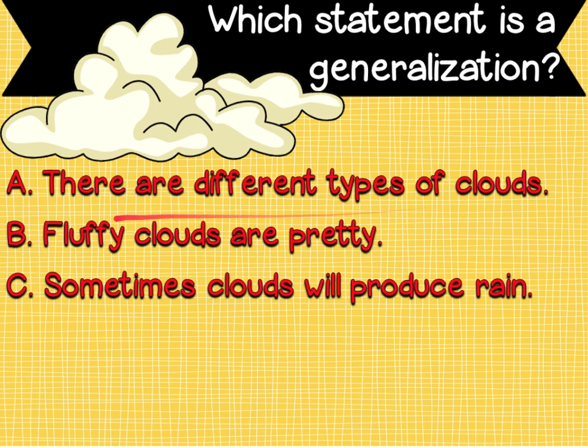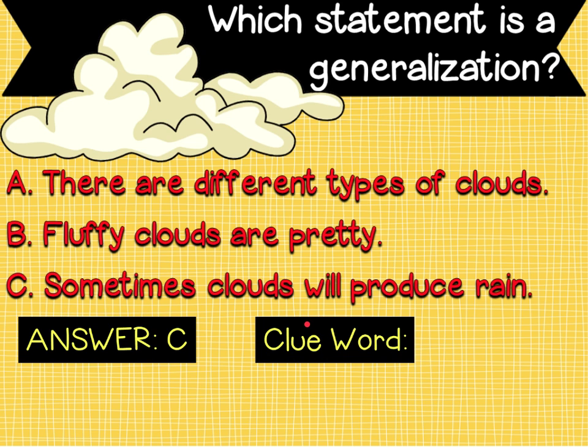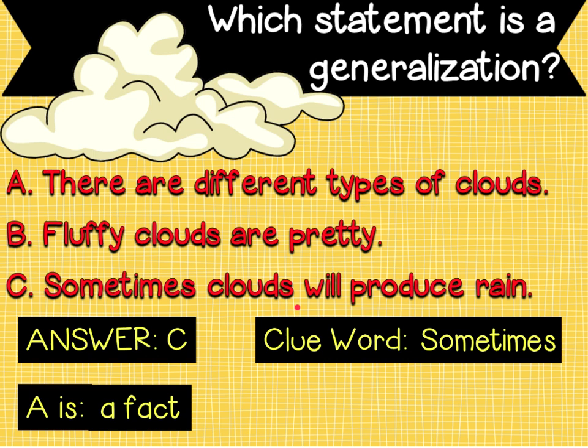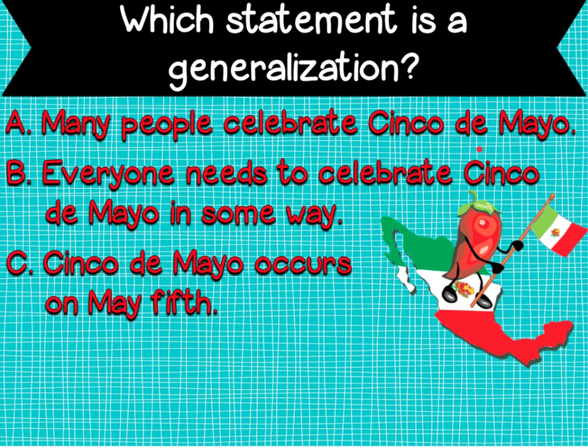There are different types of clouds. The fluffy clouds are pretty. Or sometimes clouds will produce rain. The correct answer is C, because they will sometimes produce rain. Now, all clouds are going to produce rain. A is going to be your fact. We can prove how many different types of clouds there are. And B, of course, will be your opinion. Fluffy clouds are pretty. Not everybody thinks that fluffy clouds are pretty. Okay.